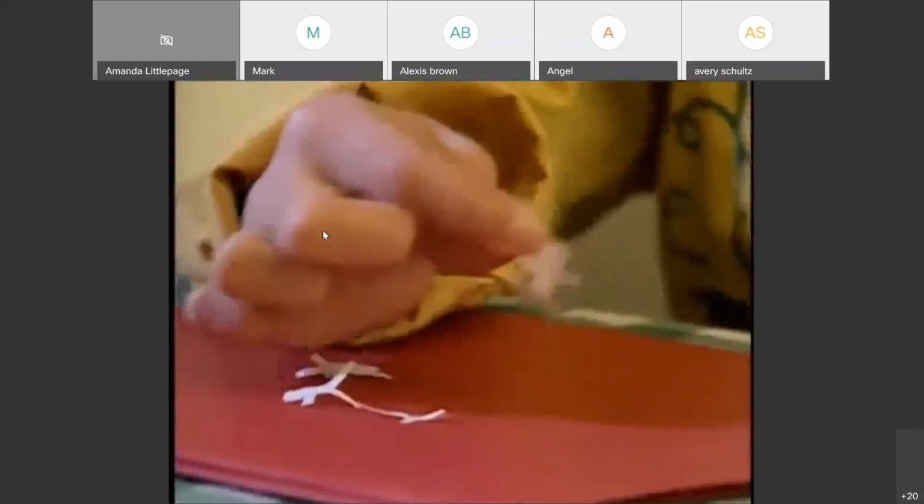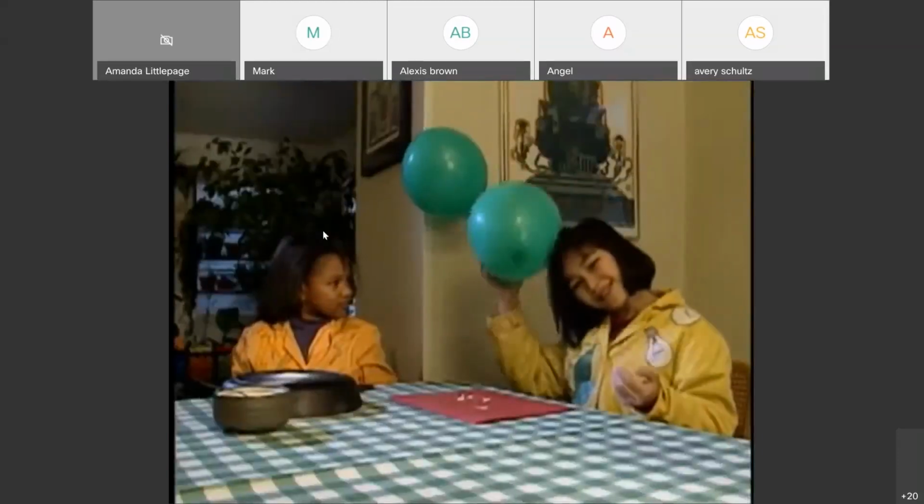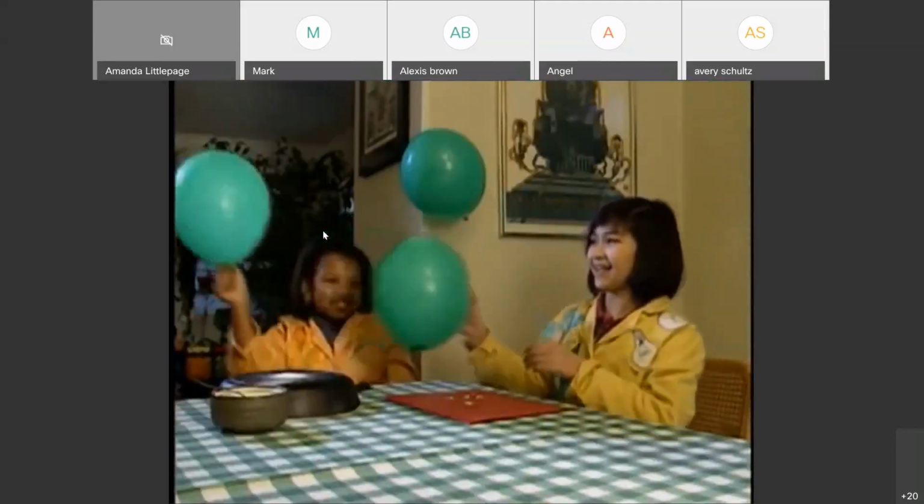3. Cut little people out of paper. Rub a balloon to your hair. The people dance. Static, static, static.